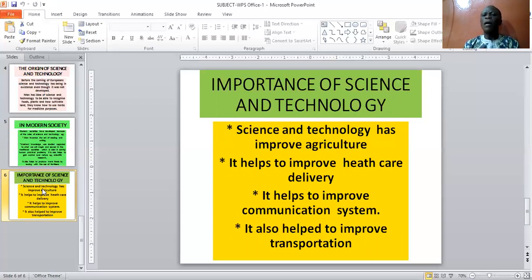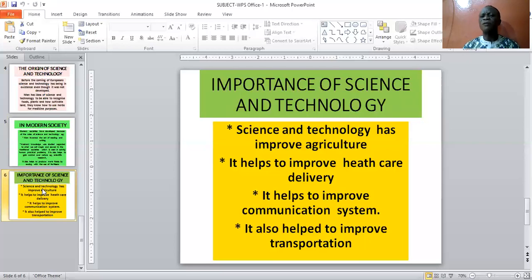For example, look at all the medicine being produced from the lab. Where do they produce them? It's from the lab. It's through science and technology. So that one helps to save life. Then it helps to improve communication system. We can communicate to our relations abroad, in another country, in another state, or within, by using your handphone, your computer, and many more.